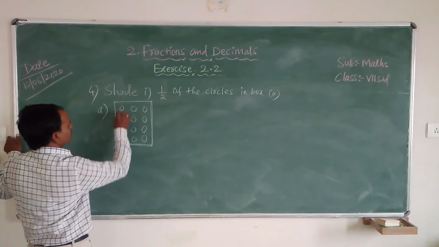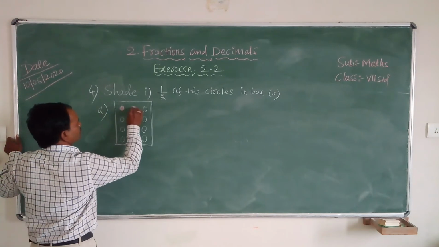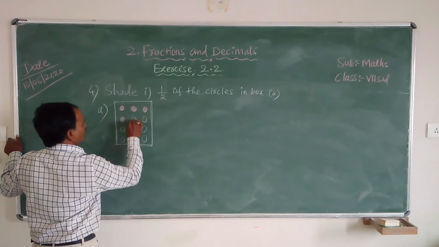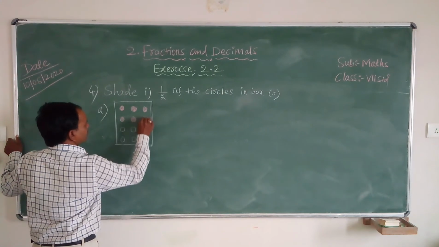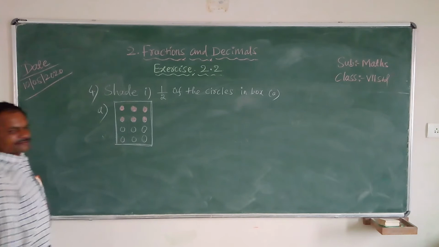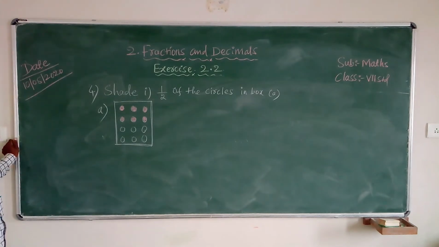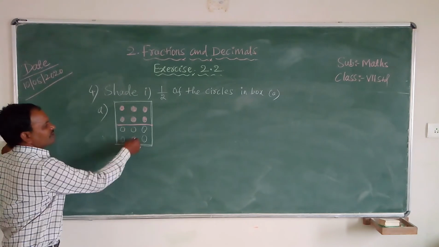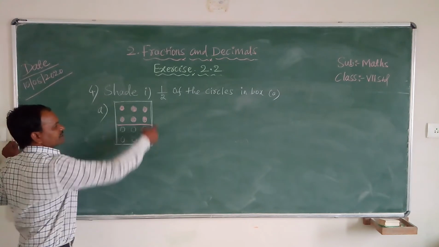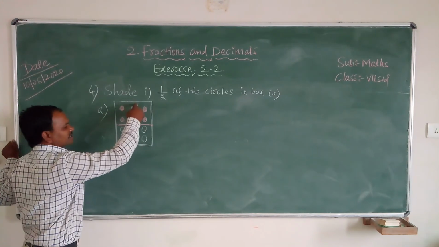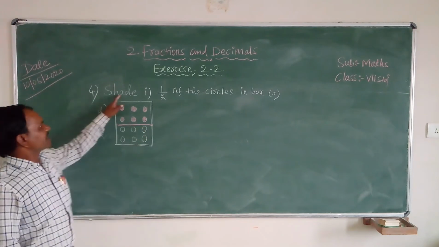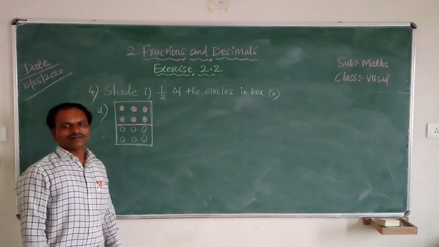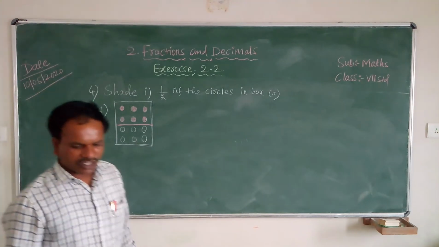See, simple. So 1, 2, 3, 4, 5, 6. Over. This is the answer. Why? Here 6 is there. Divide 1 by 2. One box is there. Here 6 circles are there. Downside, 6 circles are there. Same. I did the same. Very simple. Understood, my dear friends? Okay.